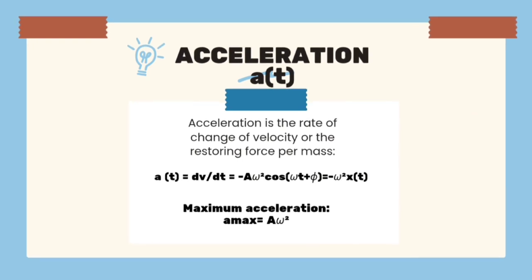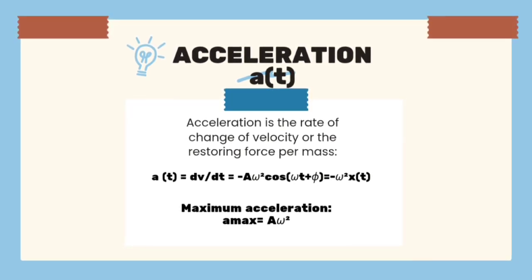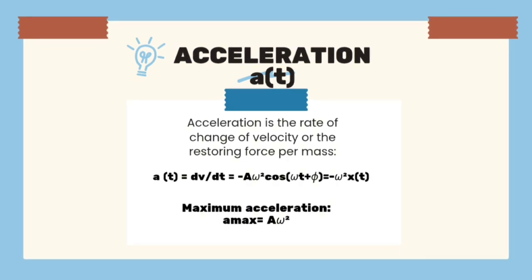Acceleration is the rate of change of velocity, or how quickly the velocity is changing. We find the acceleration by taking the derivative of the velocity equation. The acceleration is greatest at the point of maximum displacement and is always directed towards the equilibrium position. This is why we have a negative sign in the equation.